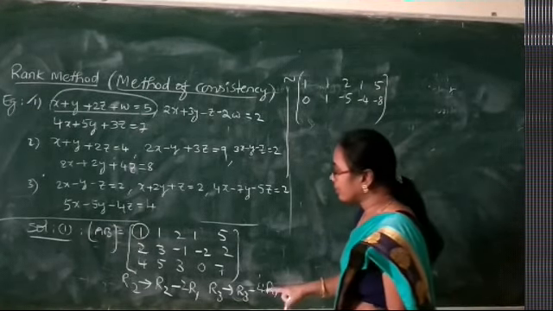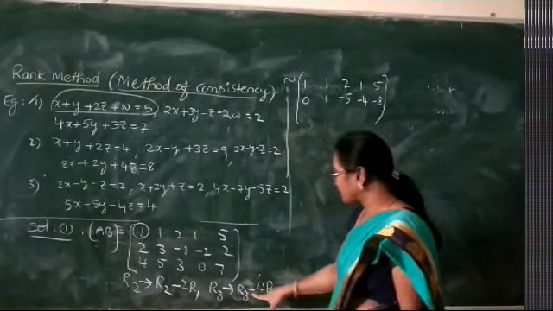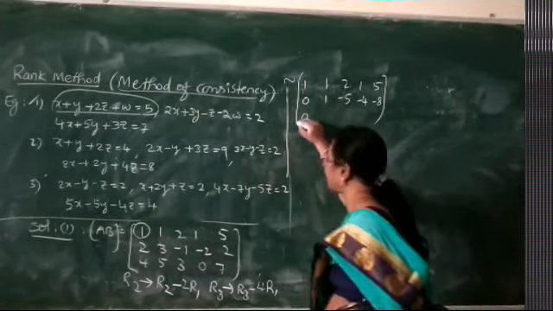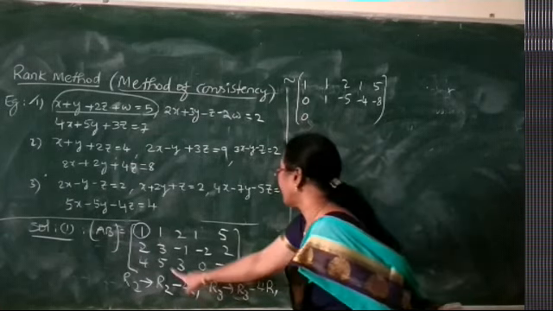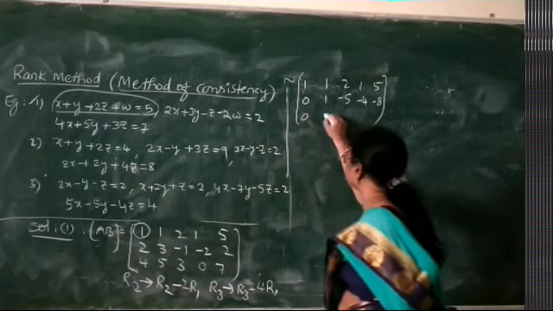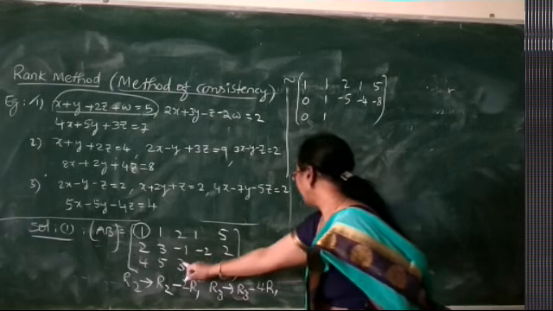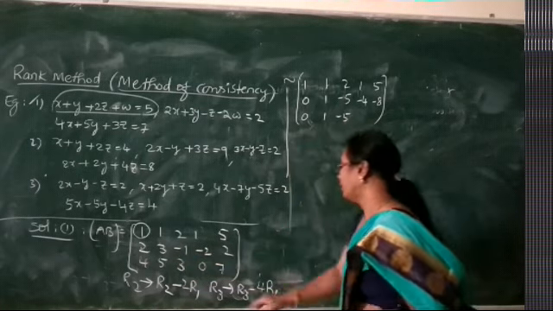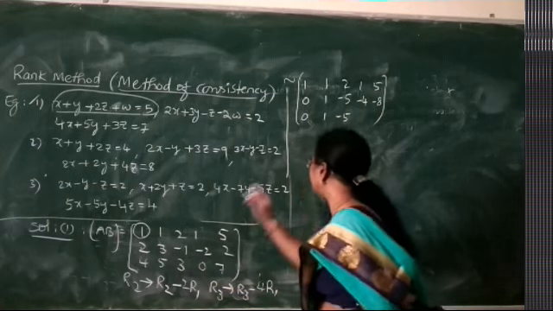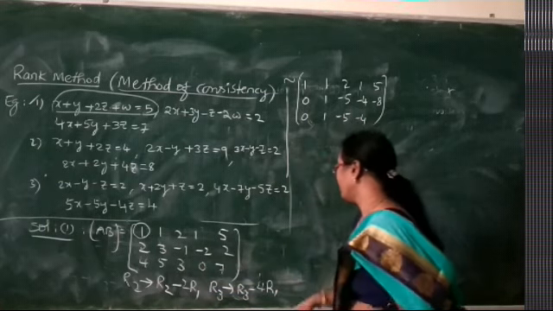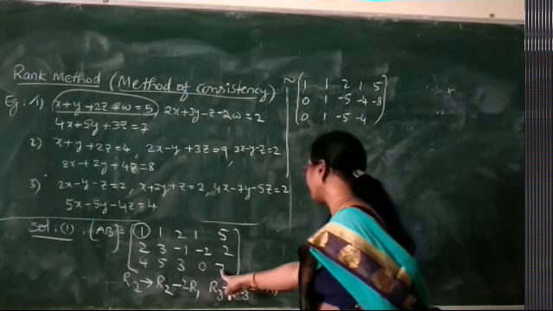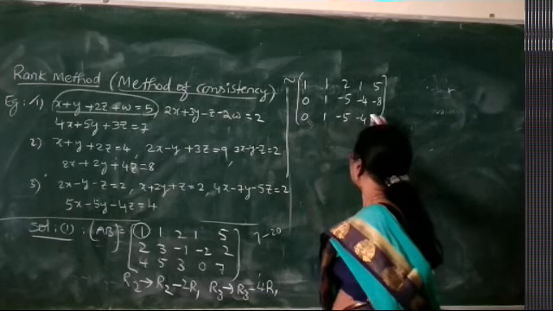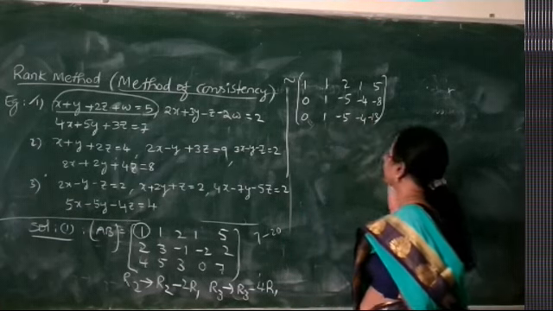From the third row, we apply R3 minus 4 R1. We have 4 minus 4 into 1, which becomes 0 here. Next, we have 5 minus 4 into 1, 5 minus 4, that is 1. Then 3 minus 4 into 2, 3 minus 8, minus 5. Next it is 0 minus 4 into 1, minus 4. Next it is 7 minus 4 into 5, 7 minus 20, it is minus 13.